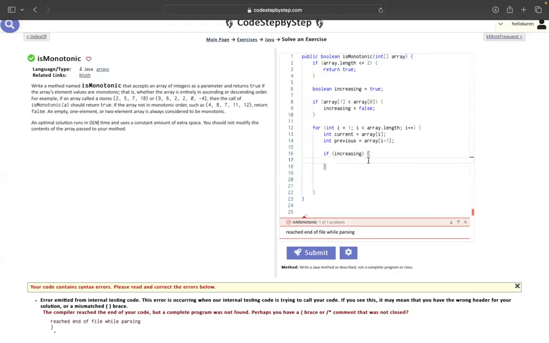And then, so what does this mean? Now, this if increasing, what does this mean? It means that it's ascending. We're checking for an ascending pattern. So the current must be greater than the previous. Well, what do you mean it must be? What if it's not? You can't tell them it must be, right? But what can you do instead? What if it's not greater than previous?